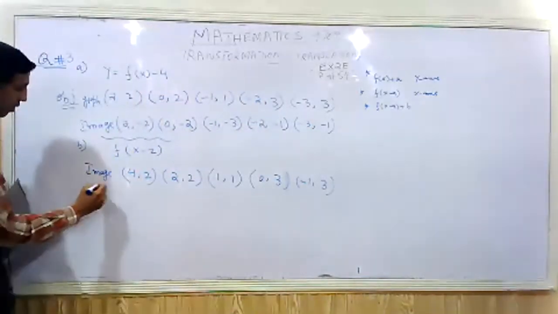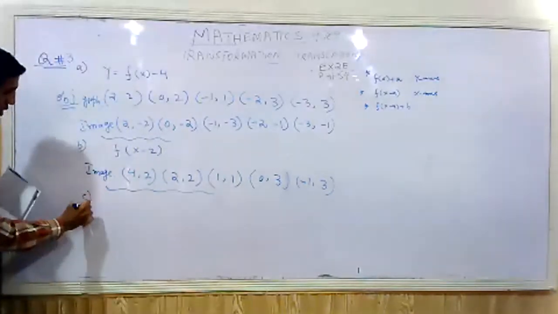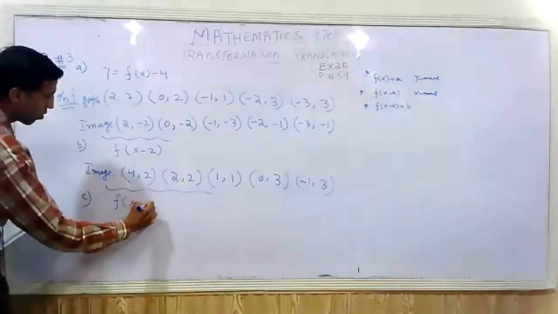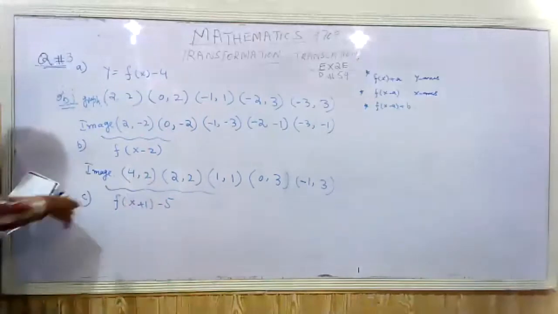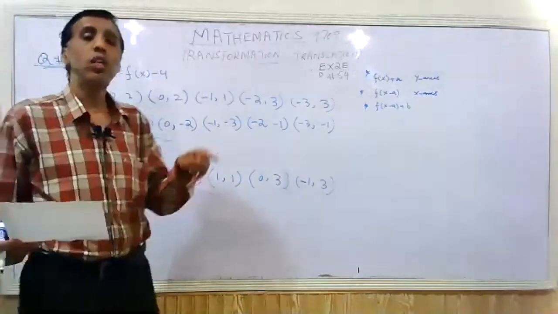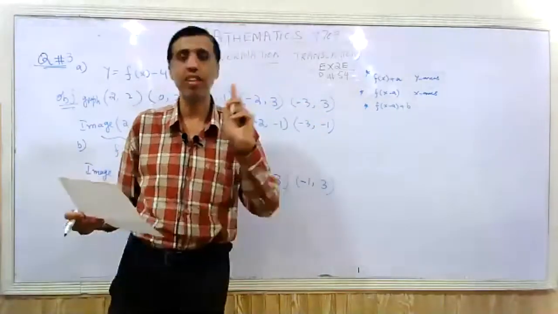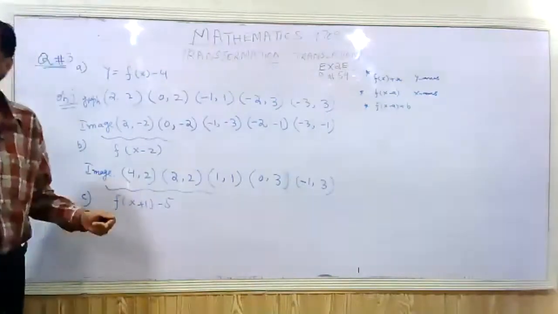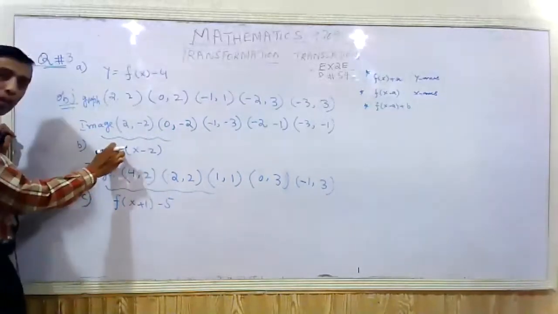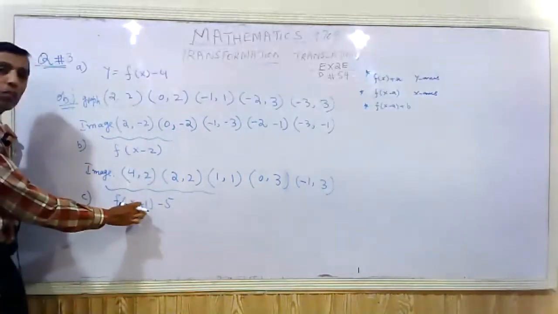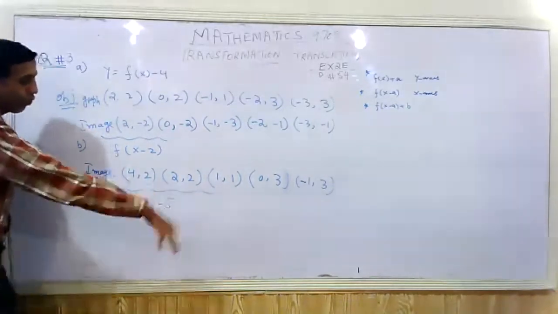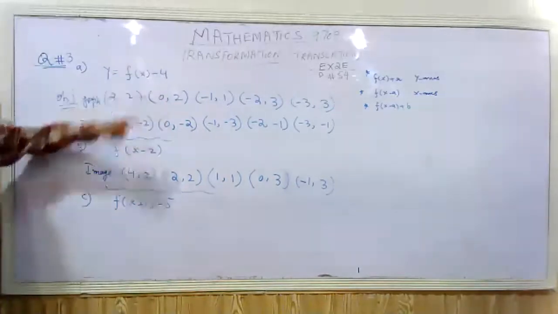Now in the C part, f(x plus 1) minus 5. This is the third law, and I have already told you the third law is a combination of the first and the second law. What I have told you over here, if you find plus 2, you will have to move 2 units backward. Now here x plus 1 comes, meaning we have to move 1 unit backward and 5 downward. The combination of these two laws.